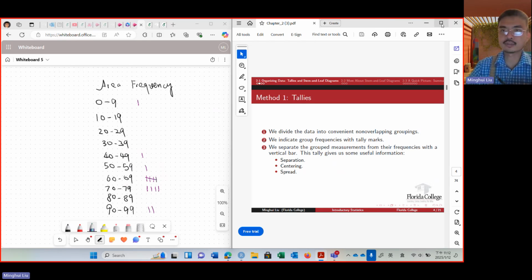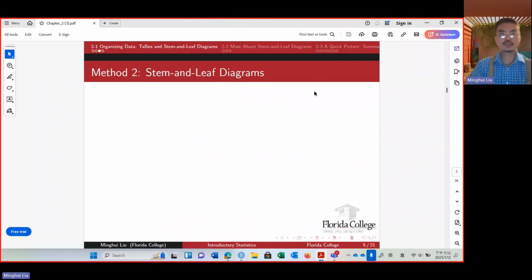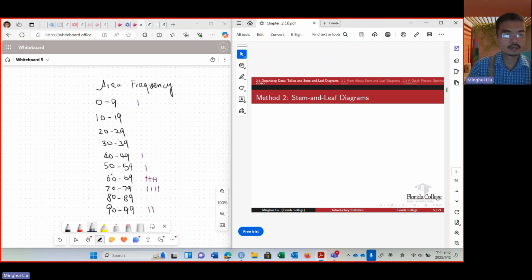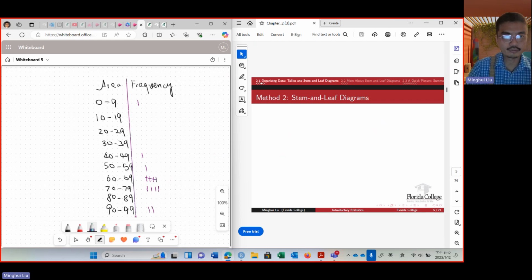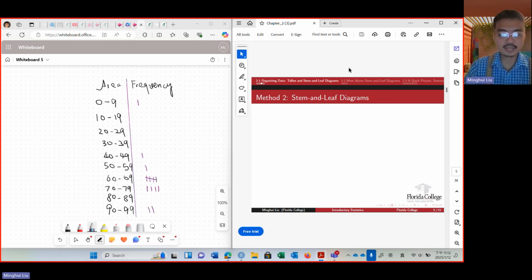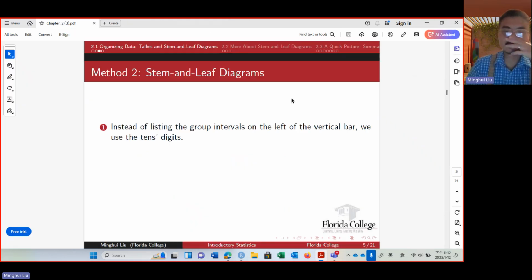That's the second method I'll introduce, called stem and leaf diagrams. And by the way, for the previous one, let me remember to draw our vertical line for separation purposes. This is the vertical line that I'm going to draw right here. All right, now the second method is called stem and leaf diagrams. So instead of using group intervals, we'll just use the 10 digits.